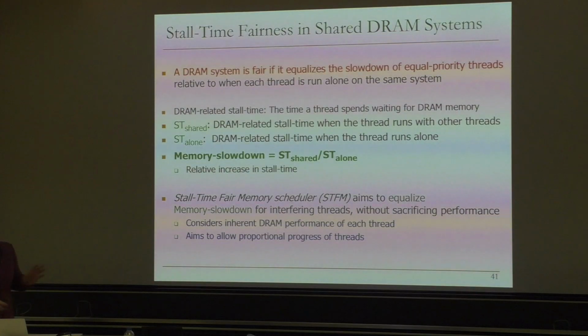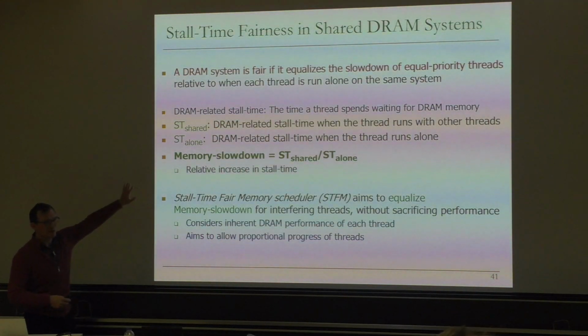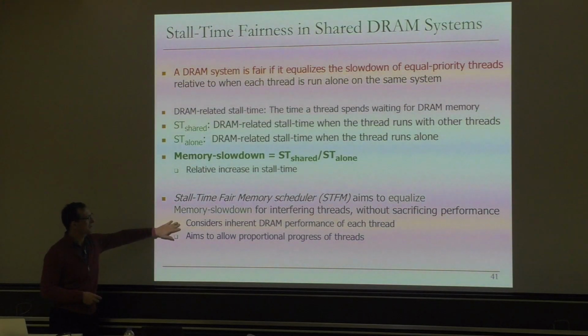So the stall time fair memory scheduler's goal is to equalize the memory slowdown metric for interfering threads without sacrificing performance. That's the goal. There are a bunch of good things about this metric if you read the paper. I'm not going to assign this paper, but if you read the paper, you will see that this considers the inherent DRAM performance of each thread, and it aims to allow proportional progress of the threads.